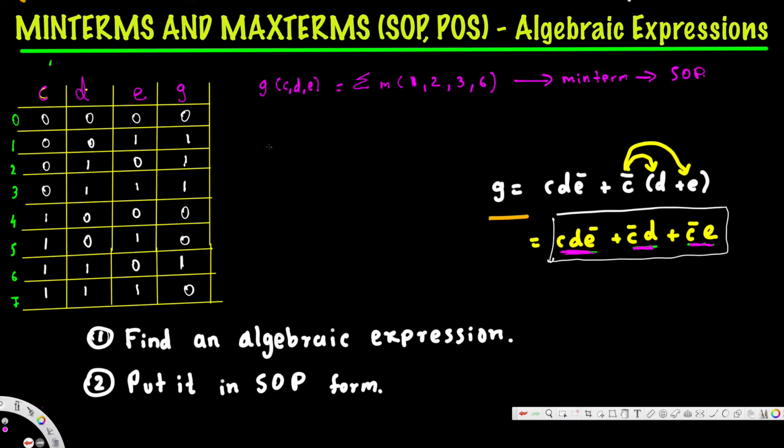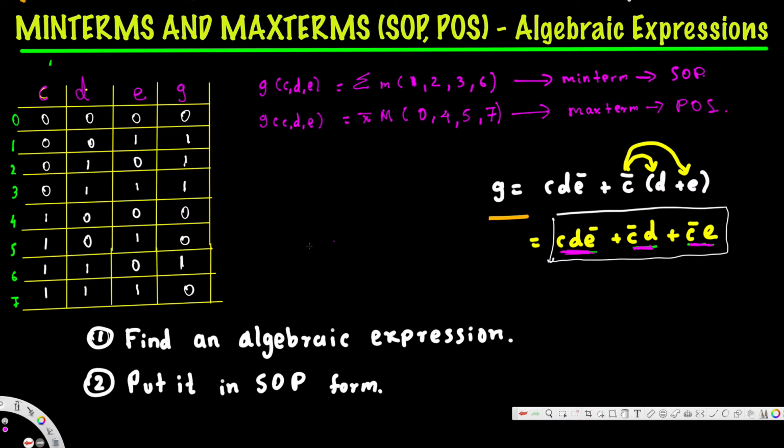Now let's look at the locations for maxterm. When we express maxterm, we put a pi right here and capital M, and we look at the locations where we have zeros. At location 0 we have a 0, at location 4 we have a 0, at location 5 we have a 0, and at location 7 we have a 0. So this is called maxterm. In other words, we can call it product of sums.